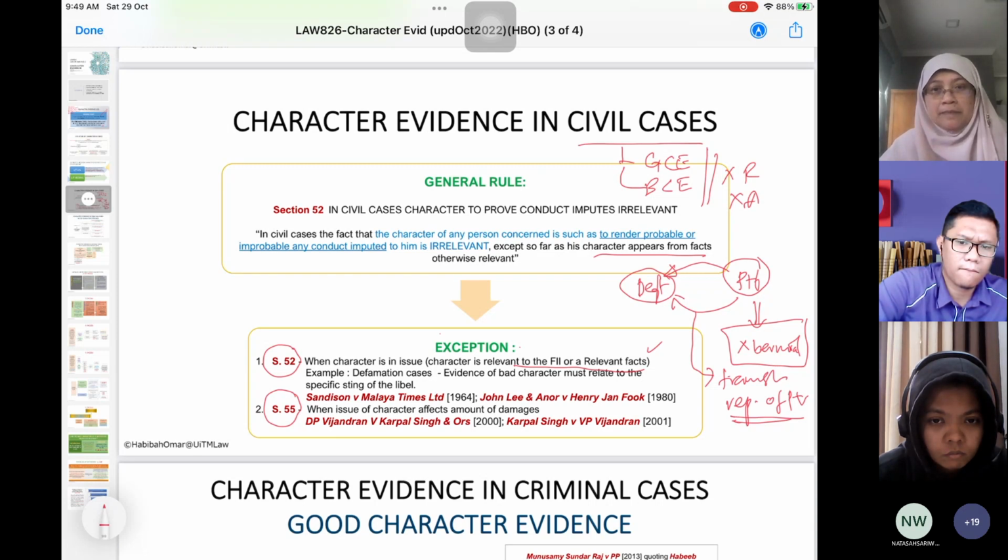Kat mana-mana lah dia publish. Media sosial okey ke? Tak boleh lah. So kalau you publish kat media sosial, bila you cakap pasal defamation, you are talking about publication, you are talking about libel atau slander, you publish kat media sosial bahawa A adalah seorang yang tidak bermoral.